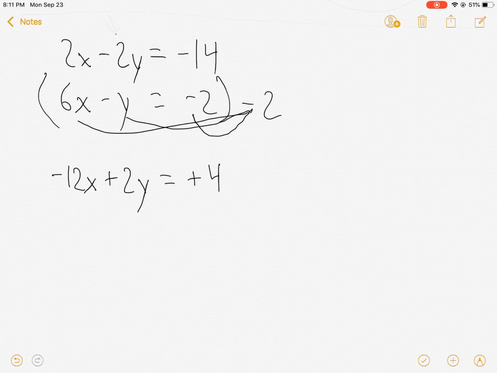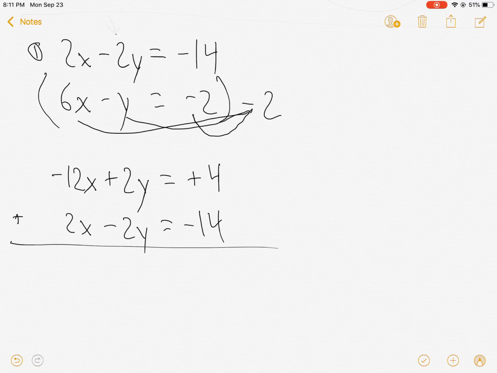Just going to rewrite my first equation down here: 2x minus 2y equals negative 14. So let's add those two together. Negative 12x plus 2x is a negative 10x. The y's are canceling each other out. 2 minus 2 is 0. And then 4 minus 14 would give me a negative 10.